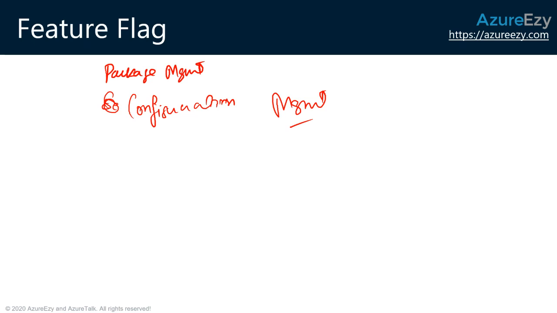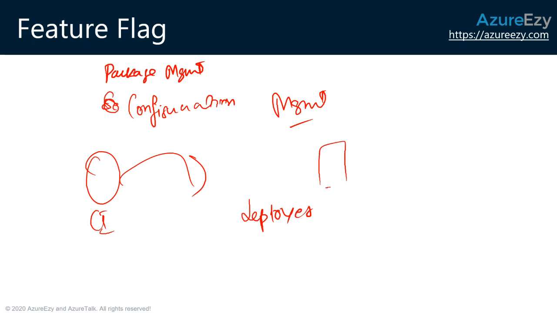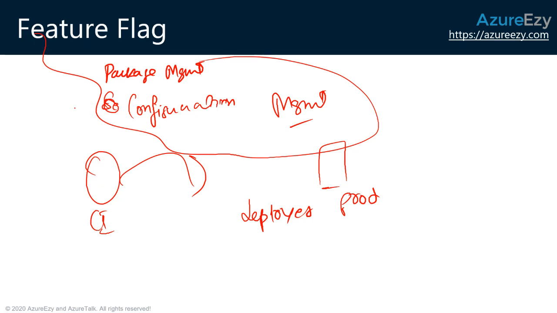Now the next part is, suppose you have built your application, CI had built the application, and your application is deployed on a server. It may be a prod server, after using all these package management and configuration management.